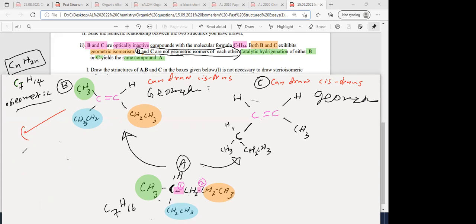Then all together how many structures will be left? Already the given one is cis, so you can draw the trans for this. Then this side you have 2 structures. For this one also the given one is cis, so you can draw the trans. Then all together how many structures do you get? 4 structures, no? 4 structures. Good. Okay.